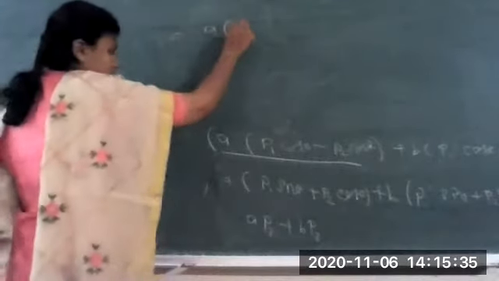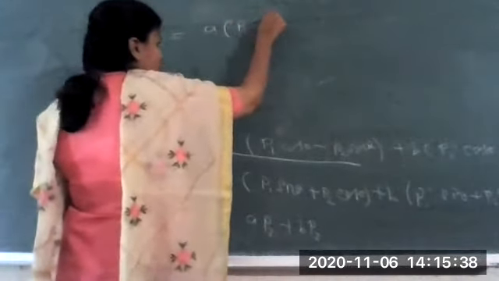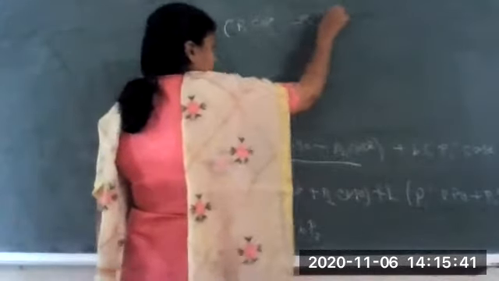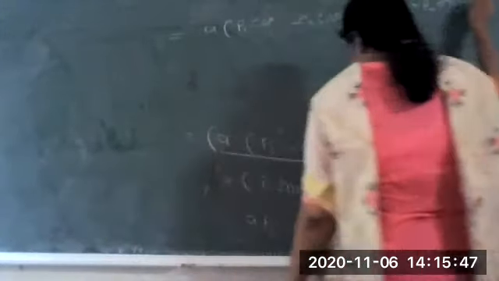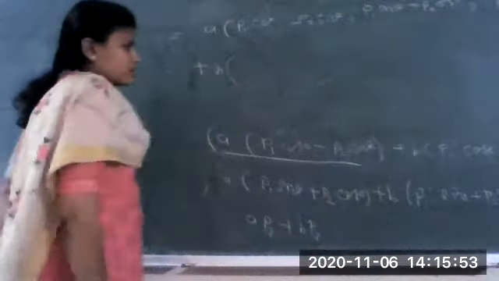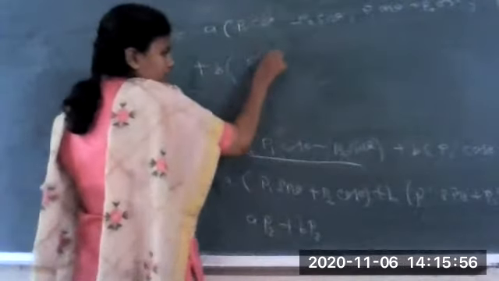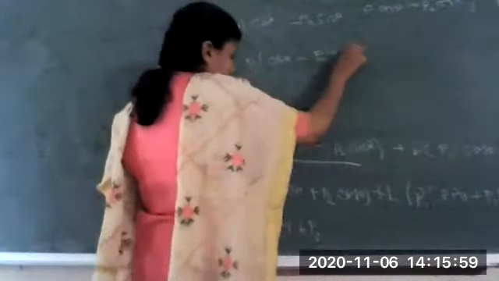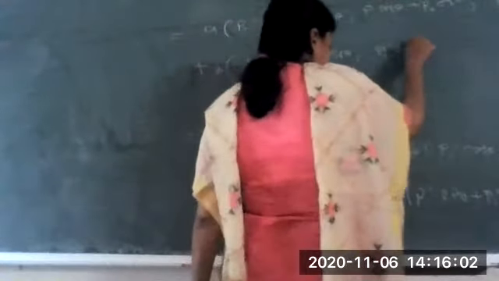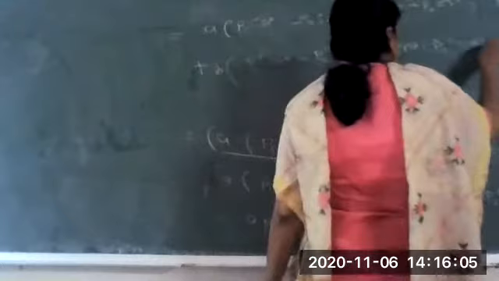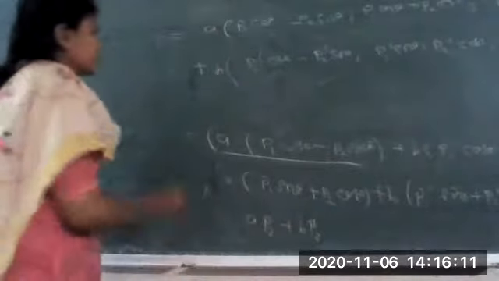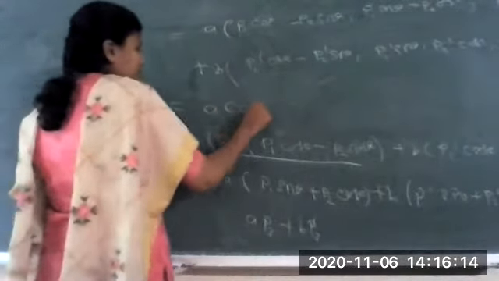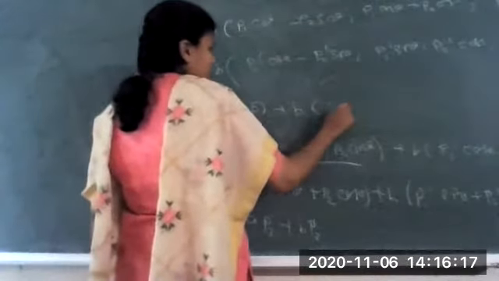Which is equal to a times, we write it as P1 cos theta minus P2 sin theta. The second one is P1 sin theta plus P2 cos theta. The third one is P3. a is common. Plus we will write b times all the remaining ones: P1 dash cos theta minus P2 dash sin theta, then P1 dash sin theta plus P2 dash cos theta, and the third is P3 dash. So this will be equal to a times Cp plus b times Cp dash.